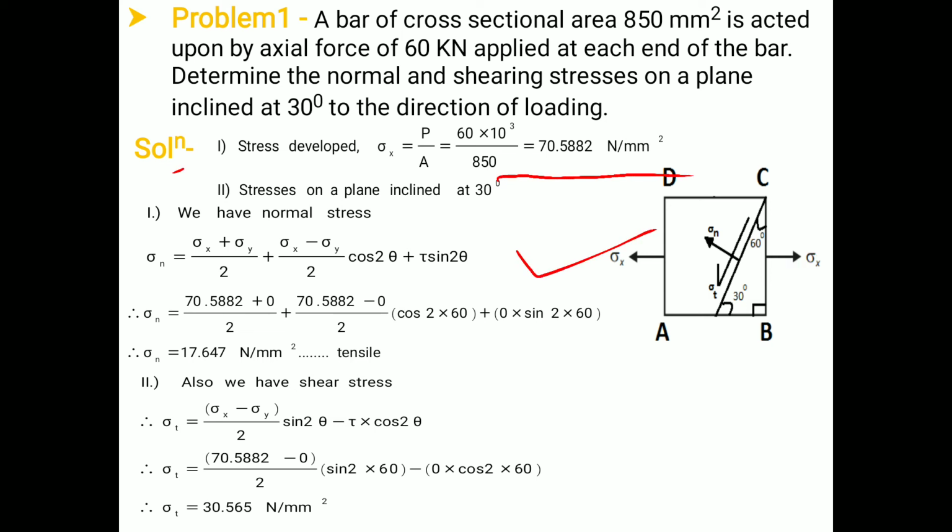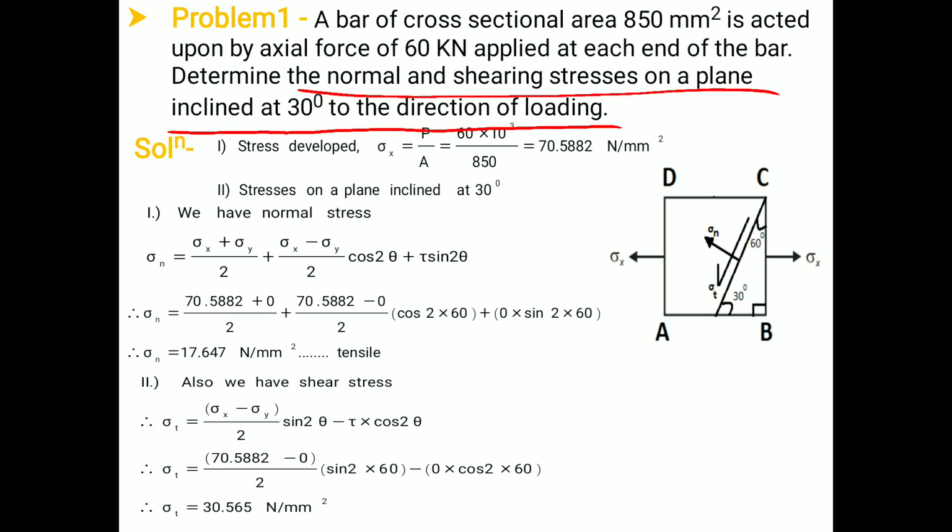Okay, so it is the case of uniaxial stress, a bar which is subjected to axial stress or uniaxial stress. So it's a first condition, remember that. Okay, next one, what is given in the numerical: stresses on a plane inclined at 30 degree. Okay, it is given in the numerical. So remember that we have to find out the value of normal and the shear stress on a plane which is inclined at 30 degree to the direction of loading.